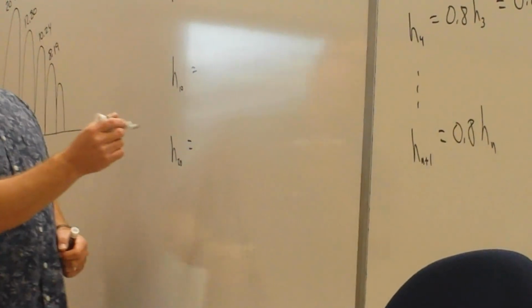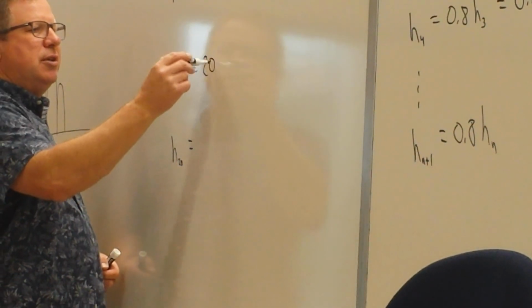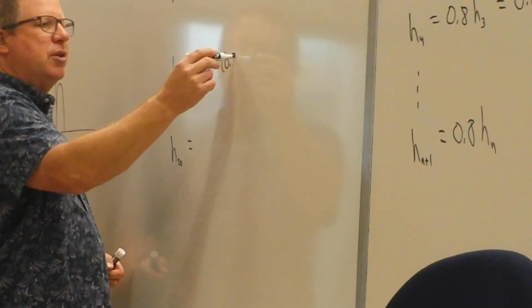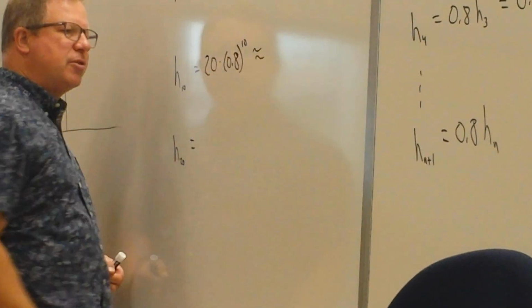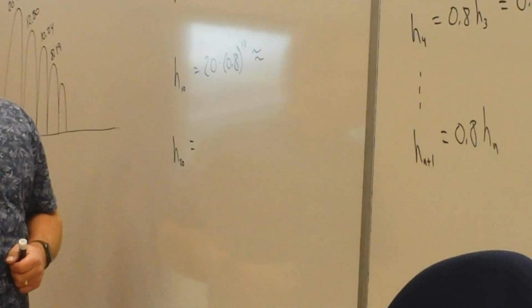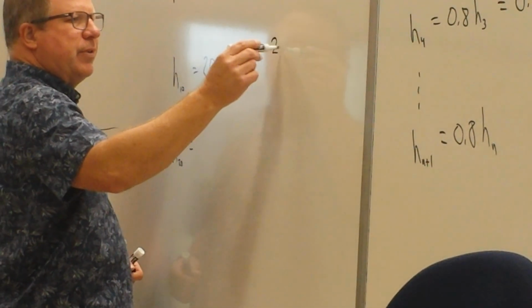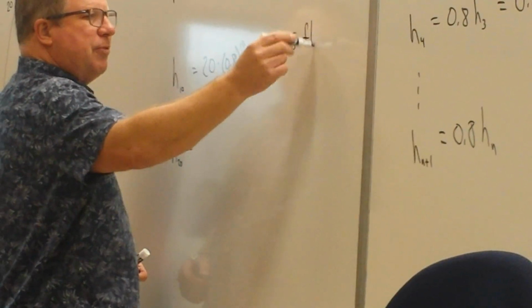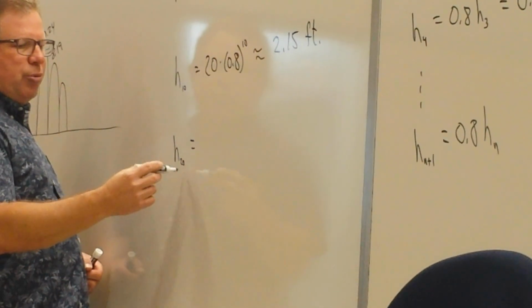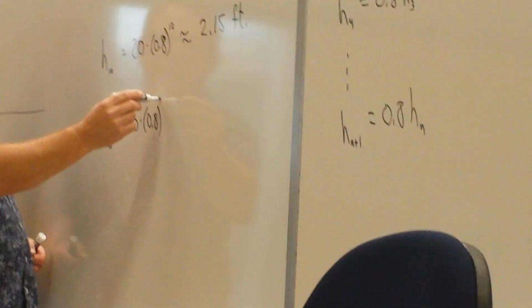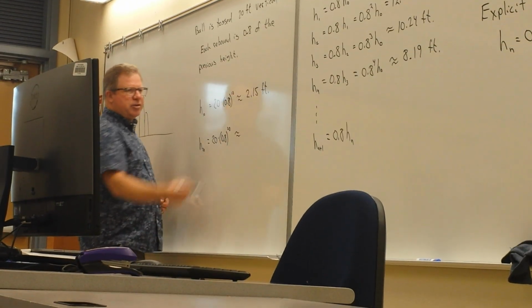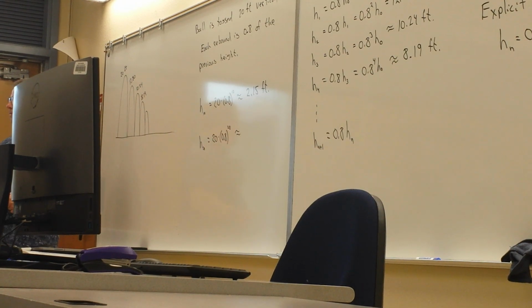You get 20 times 0.8 to the 10th, which, to the nearest hundredth, is 2.15. And these are feet. And then when we put in 20, 20 times 0.8 to the 20th, to the nearest hundredth, what do we get there? 0.23.